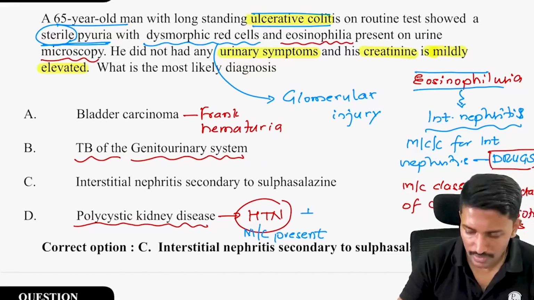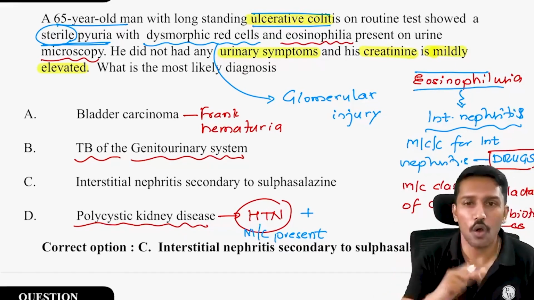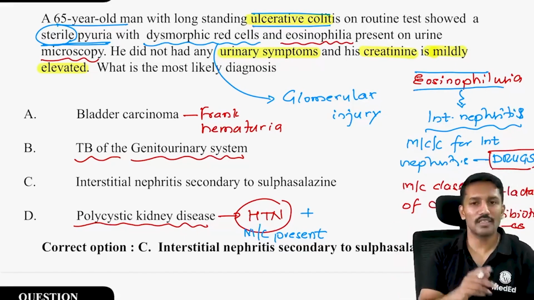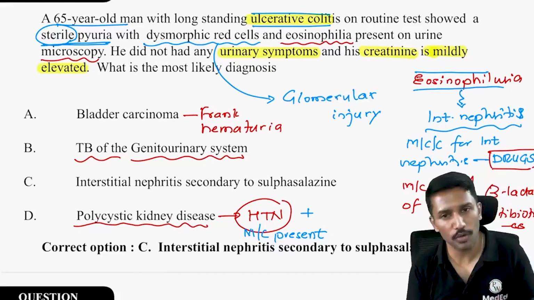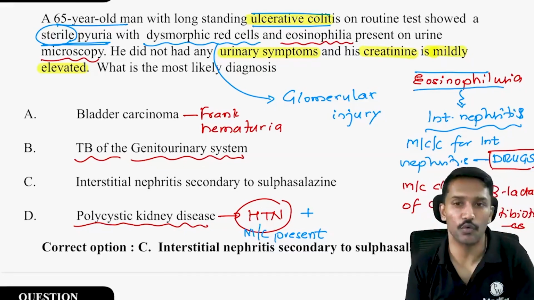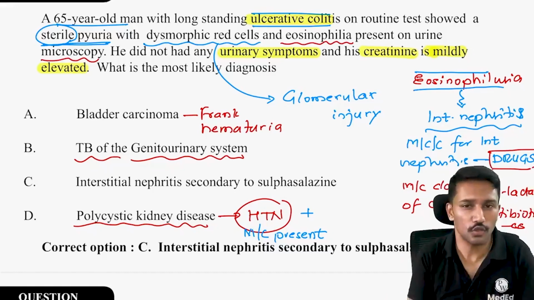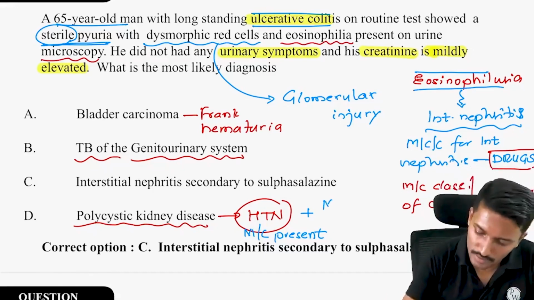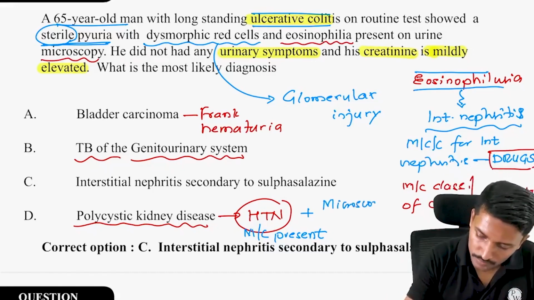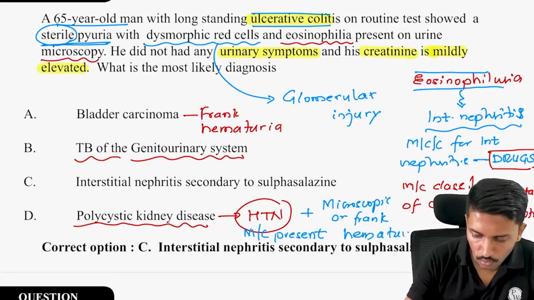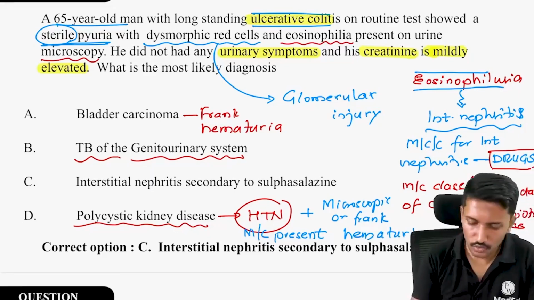Along with that, they can develop hematuria, but not with dysmorphic RBCs, because polycystic kidney disease is not a disease of the glomeruli, it is a disease of the renal tubules. Tubules are degenerating into cysts, not the glomeruli. So you will not get dysmorphic RBCs. You will get microscopic or frank hematuria, but no dysmorphic RBCs. So that is also ruled out, right?